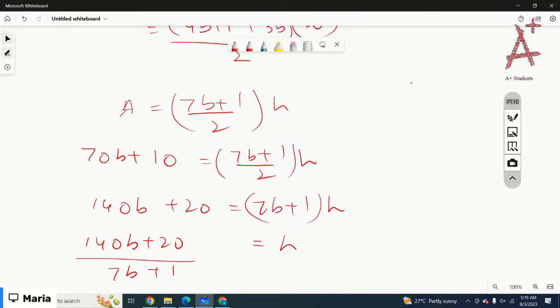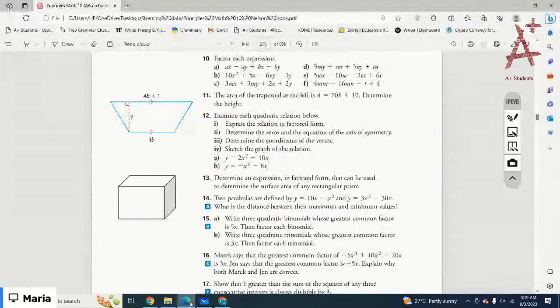Okay, b equals 1, so it would be 140 plus 20 divided by 7 plus 1 equals h. So 160 over 8, so h equals 20. That means the height of the trapezoid is 20, right? Okay, let's continue with the next question.